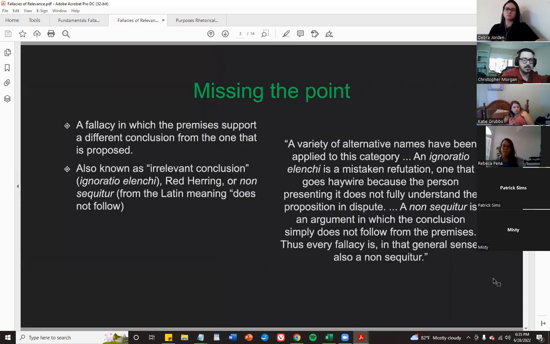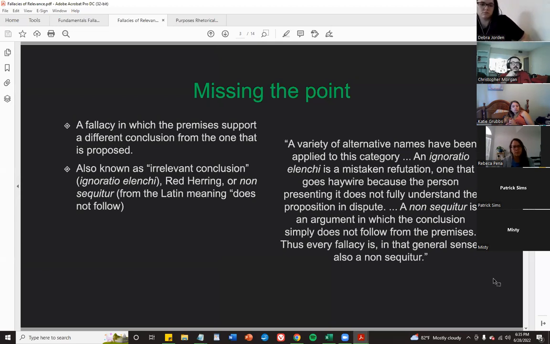So first of all, we'll talk about missing the point. And the reason why I want to talk about this one first is because every fallacy is kind of a version of the missing the point fallacy. Missing the point just says that the premises don't relate to the conclusion. And some of these are more boldly obvious than others, but every fallacy is some version of the premises not supporting the conclusion. And this one goes by a lot of different names.